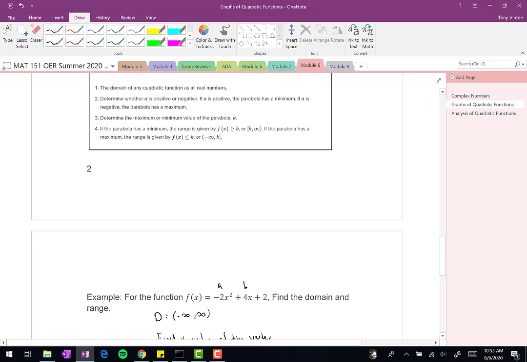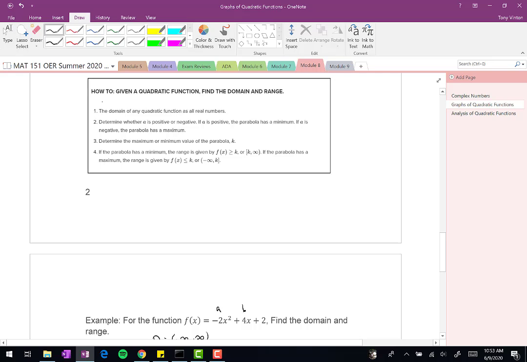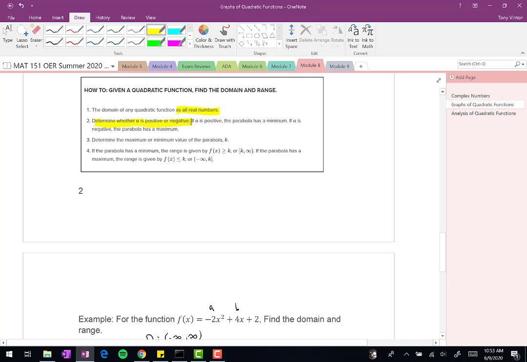Now, in the instructions above, it says to find the domain. We always said it's all real numbers, right? So we're done there. But to find the range, notice it says whether a is positive or negative, because if a is positive, the parabola has a minimum. If you looked at a graph, if it's positive, it's going to move like this, so it has a min value there. But if a is negative, then it has a maximum. That means you're going to have a graph that's doing something like this, and then there's your vertex, right?